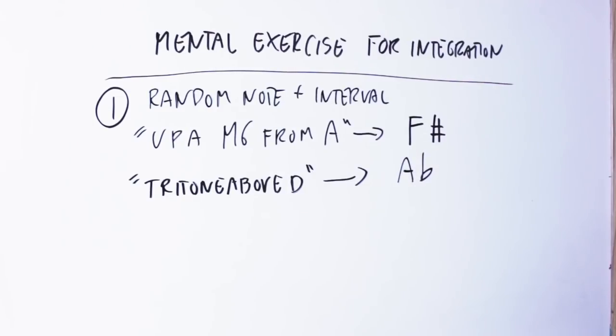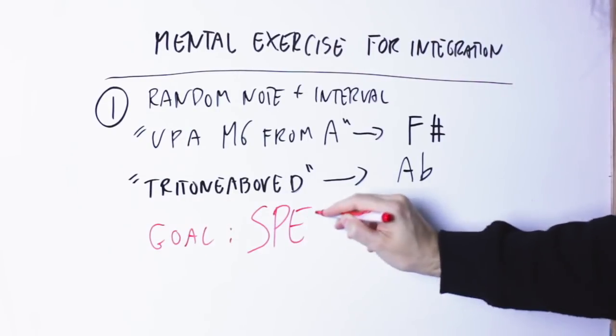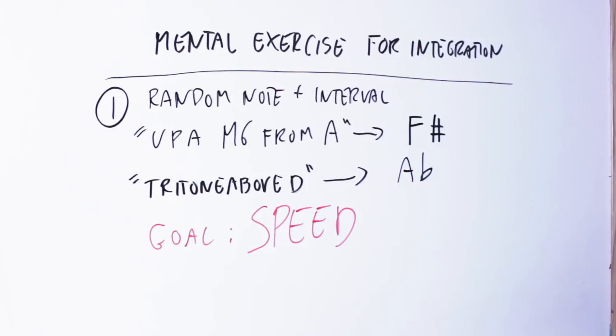The exercise is this. You are simply going to choose a random interval and a random note and calculate the resulting note, meaning the note that is that interval above the note you choose. And you're gonna aim for speed. You want to speed up the process. You want to have the answer in your mind as soon as possible. You are done when the answer comes to your mind without even thinking.